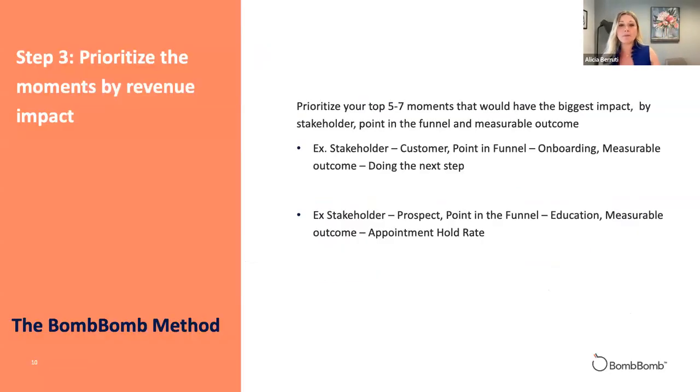Okay. The third step of the BombBomb method is prioritizing these moments by revenue impact. So you just wrote down a whole bunch of moments. If you could only do one of these in your business to move the needle, what's going to make the biggest impact? So I want you to prioritize those moments by revenue impact. You're going to prioritize them by the stakeholder, the point in the funnel, and that measurable outcome, but list them out by which is going to have the biggest impact on your business.